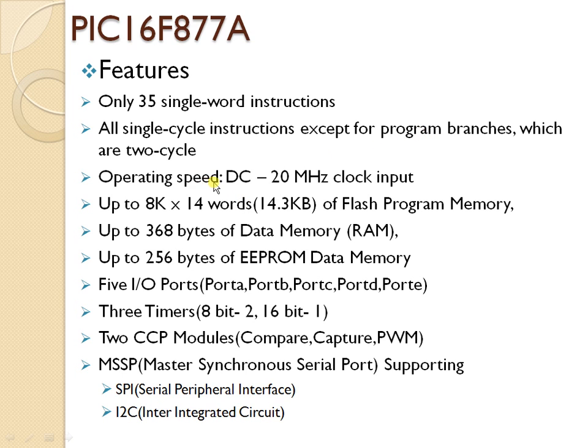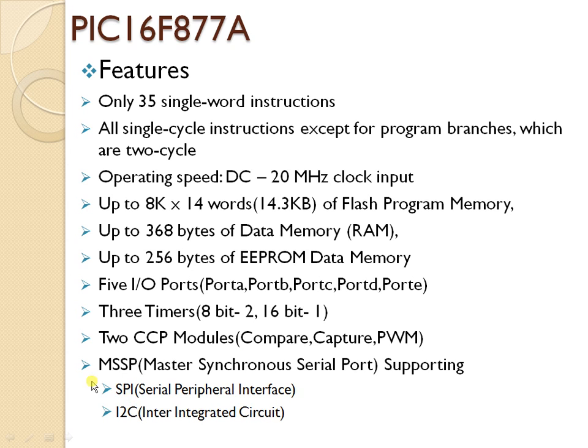The operating speed, that means the frequency that we can apply to this microcontroller, is a maximum of 20 megahertz. It has 14.3 KB of flash program memory, which is your core memory, and 368 bytes of data memory, which is RAM. It has 256 bytes of EEPROM, basically used for storing lookup tables. It has 5 input-output ports: port A, B, C, D, and E, and 3 timers internally: 2 8-bit timers and 1 16-bit timer. It has 2 CCP modules, where CCP is capture, compare, and PWM.